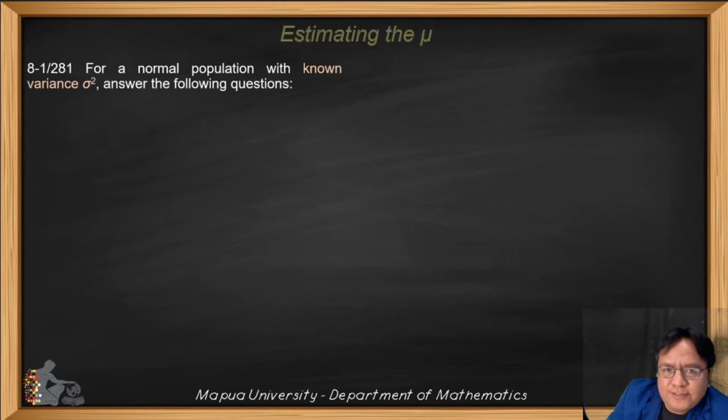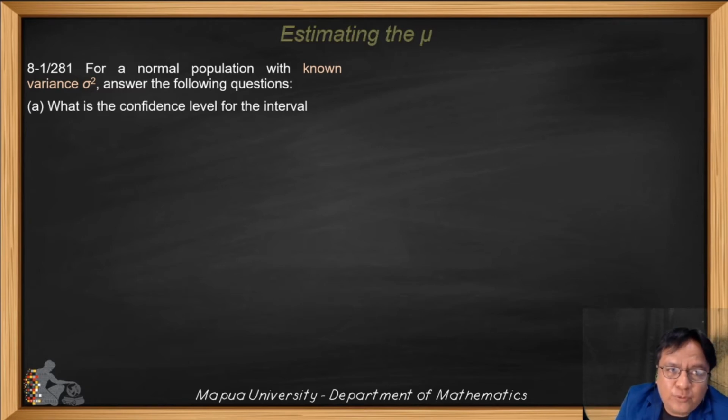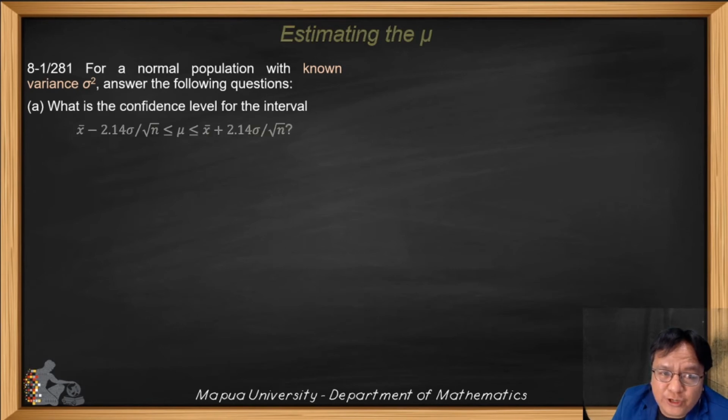Now, let's have some examples. For a normal population with known variance sigma squared, answer the following questions. What is the confidence level for the interval x bar minus 2.14 sigma over square root of n less than or equal to mu, which is also less than or equal to x bar plus 2.14 sigma over square root of n?